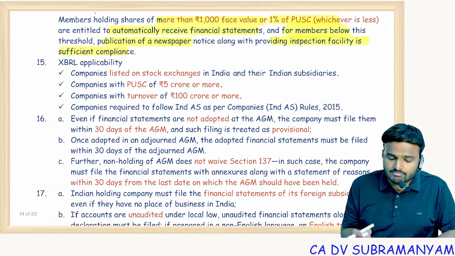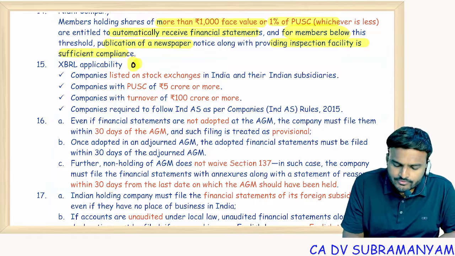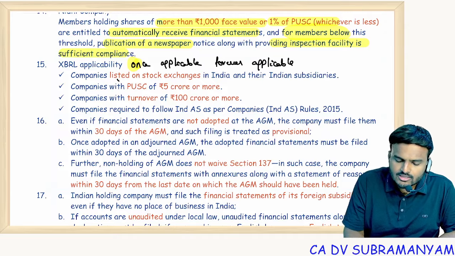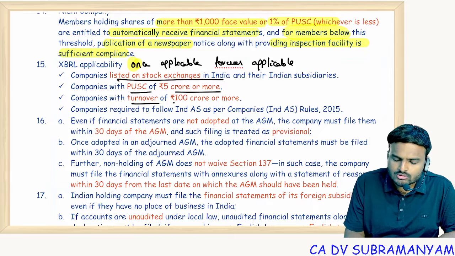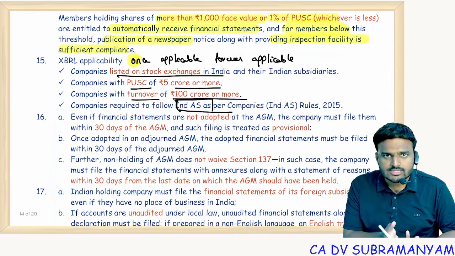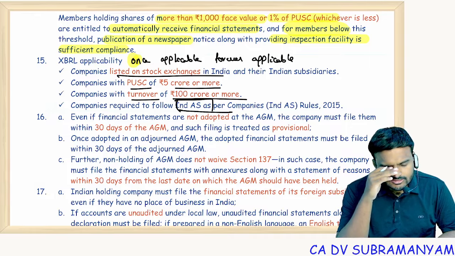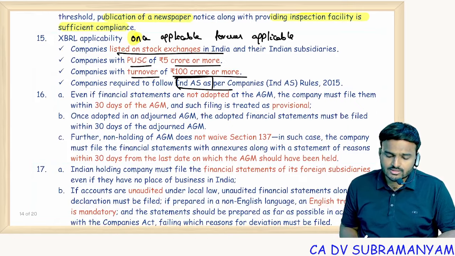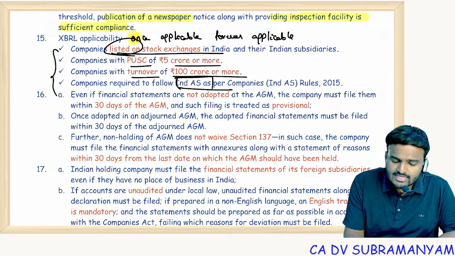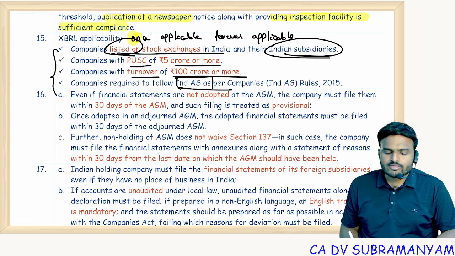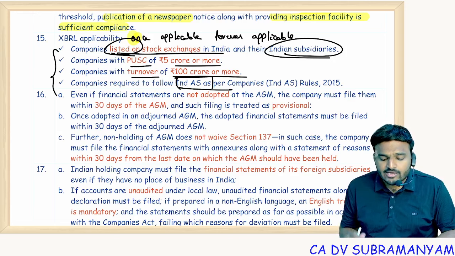XBRL applicability. Remember, once applicable, forever applicable. And what is the criteria for applicability of XBRL? Listed companies, paid up share capital 5 crores or more, turnover 100 crores or more, Ind AS following companies. Of course, XBRL is not applicable to specific entities like banking, insurance, electricity. Okay, but you remember these points, listed companies as well as Indian subsidiaries. Subsidiary companies of the listed companies are also required to file financial statements via XBRL mode.